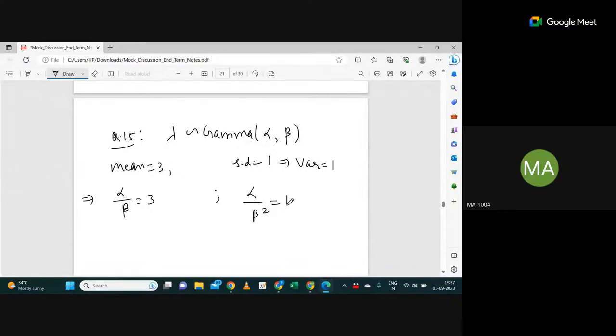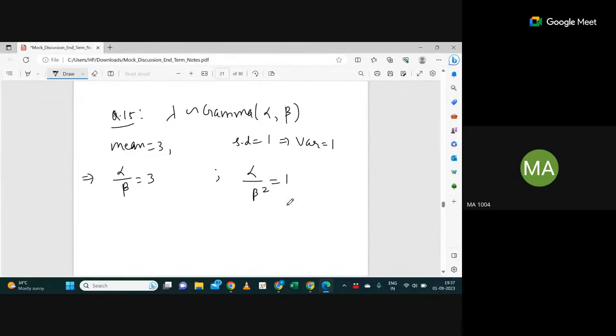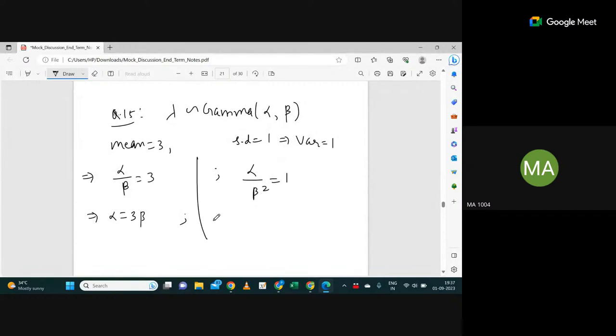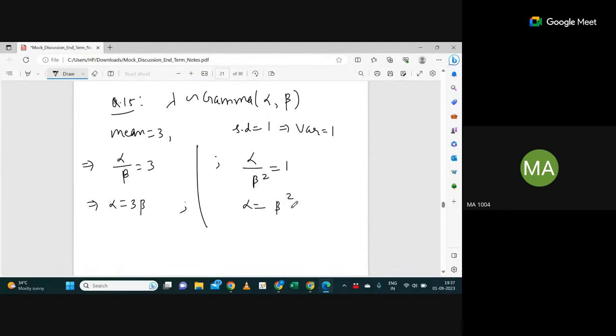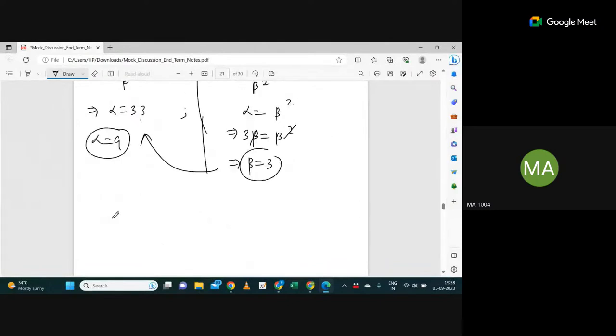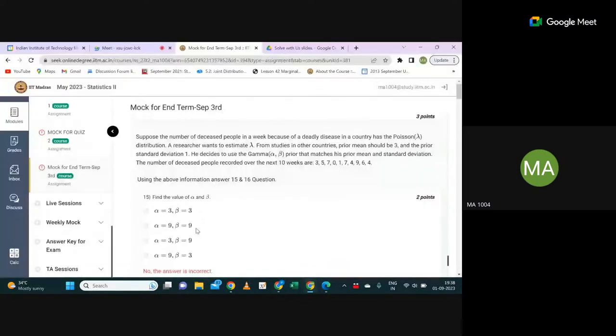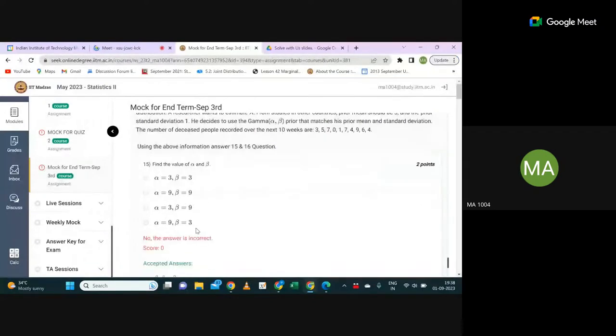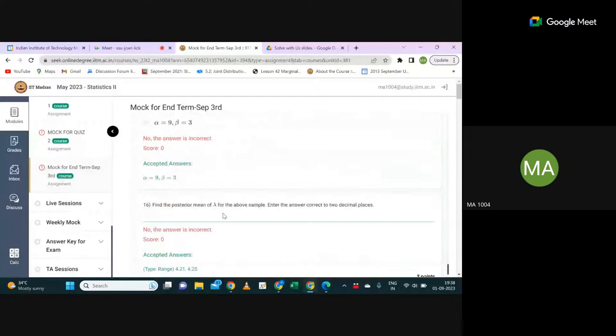Now I can find that alpha will be 3 beta. Replacing this in the variance equation, it will be alpha equal to beta square. So alpha is 3 beta, so 3 beta equals beta square, beta gets cancelled out, so beta is 3. So beta is 3, alpha will be 9. Yes, sir. I think option D is correct. Now we got the values of alpha and beta. The next question says, find the posterior mean.